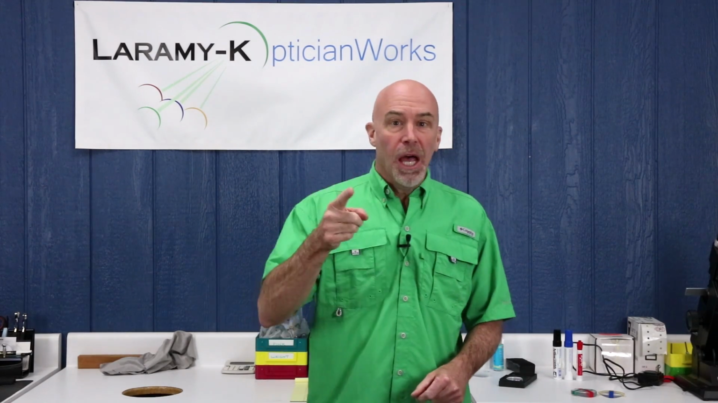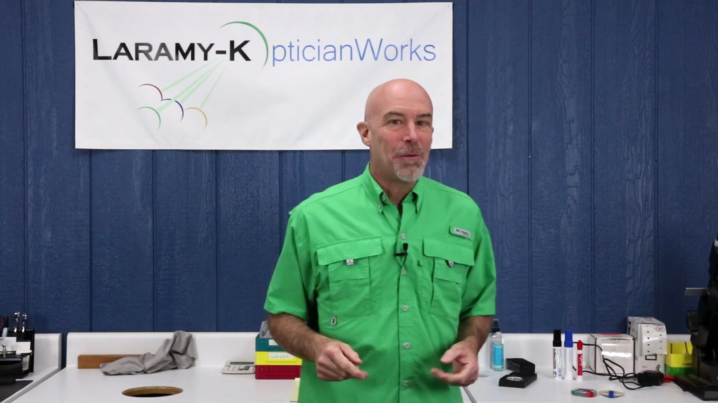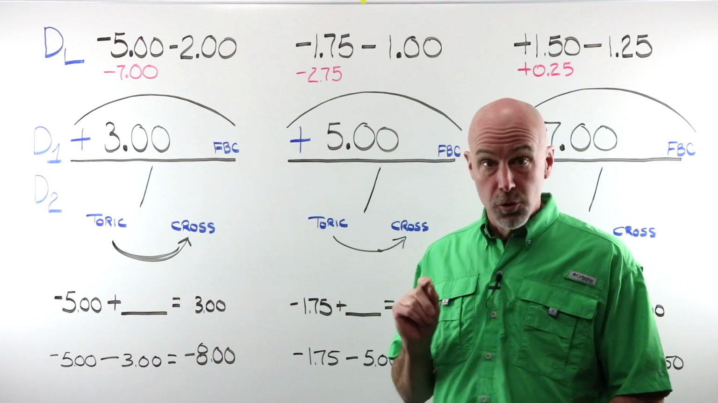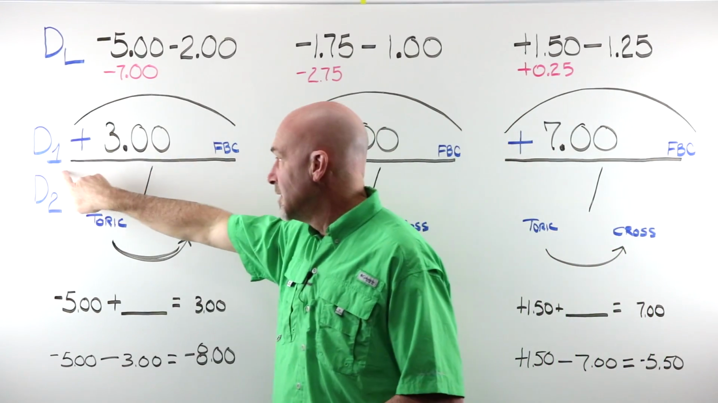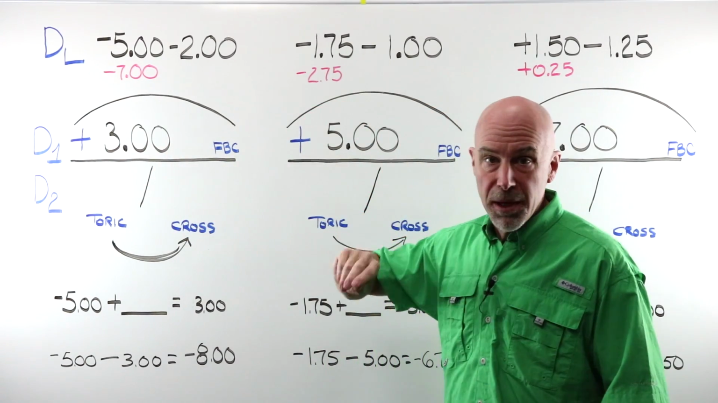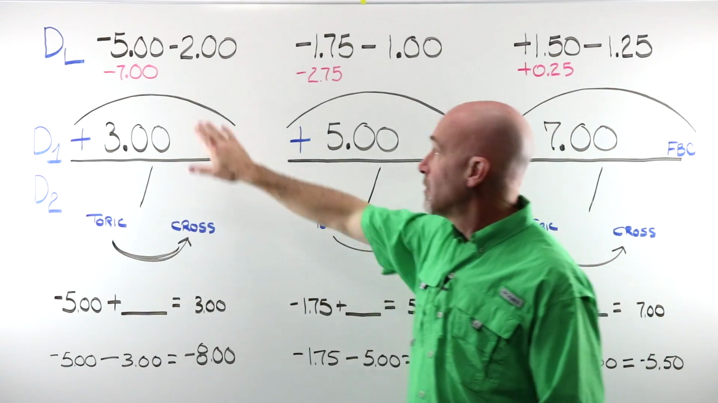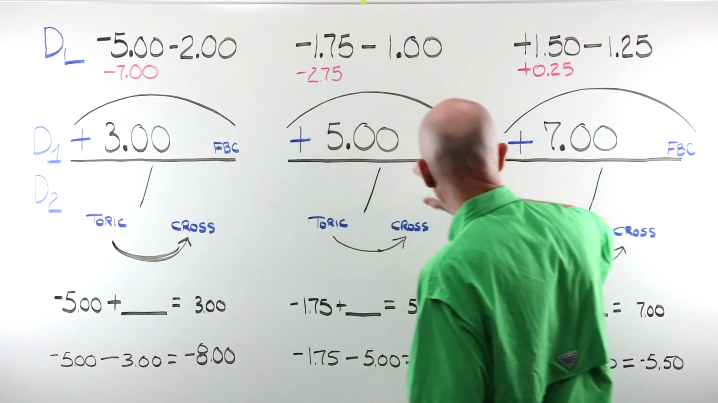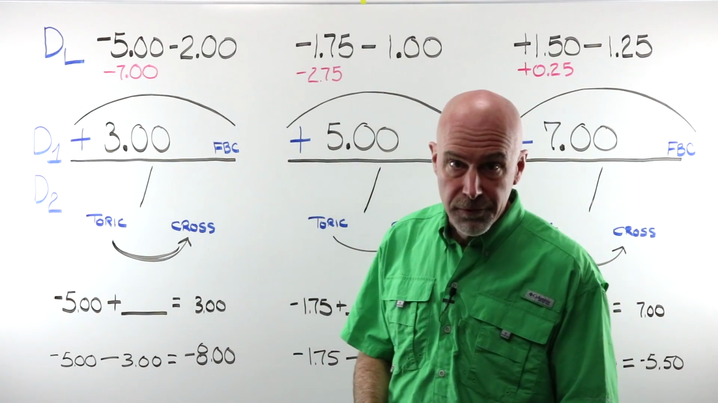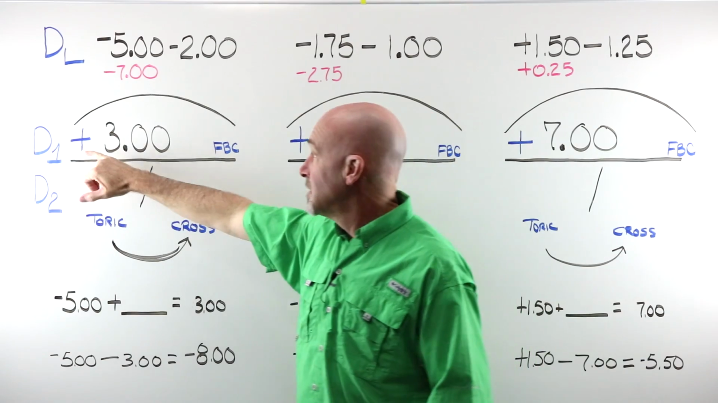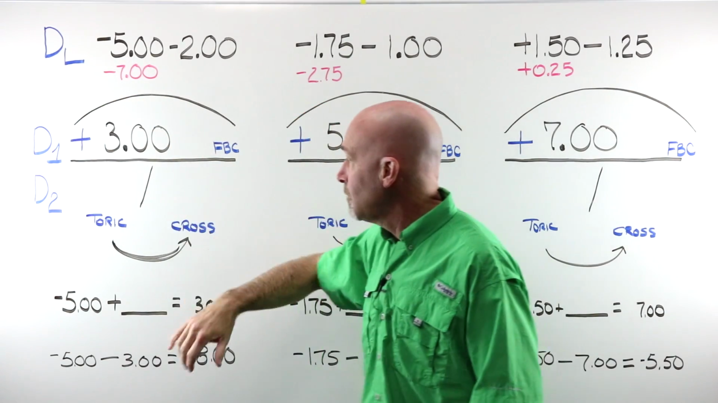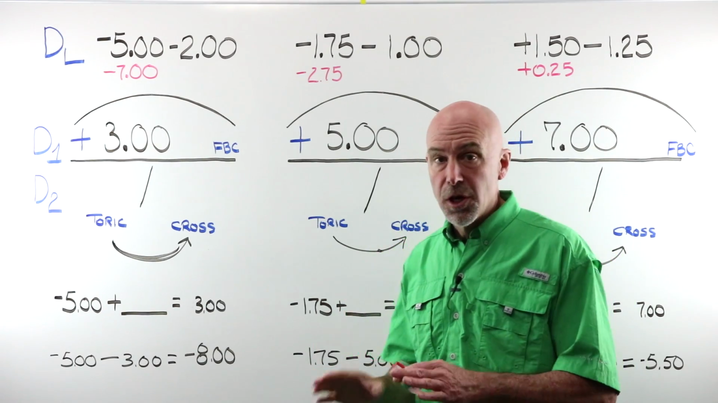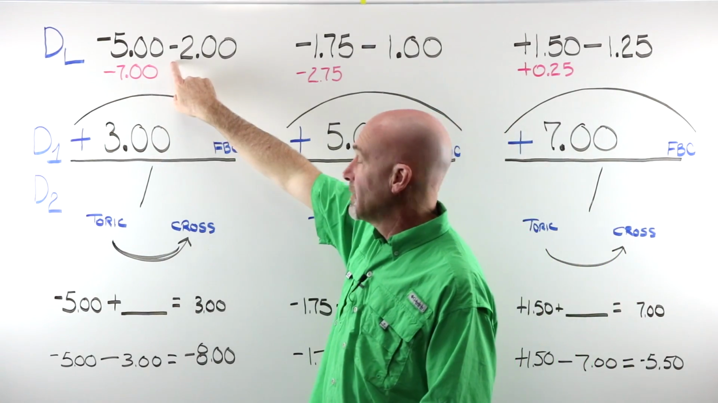This week we are going to head right over to the whiteboard and pick up right where we left off last week. Last week, using Vogel's rule, we had determined D1, or what the front base curve would be for the prescriptions given. We ended up with a +3, a +5, and a +7. Now, since we have D1 and we have DL, we can solve for D2, or the back curve or curves we're going to put on this lens to create this power.